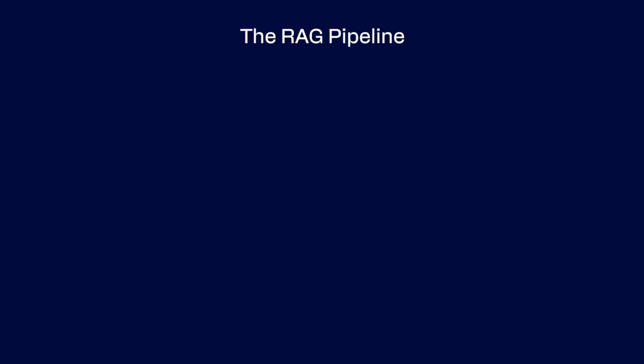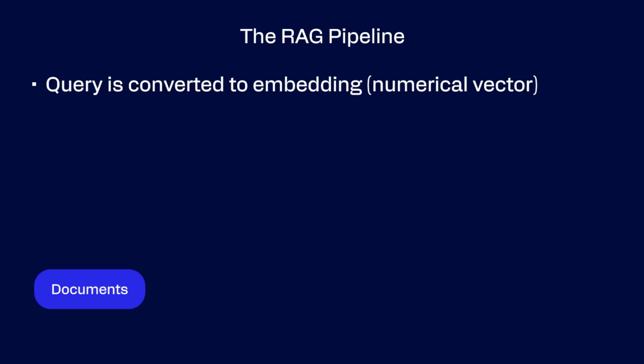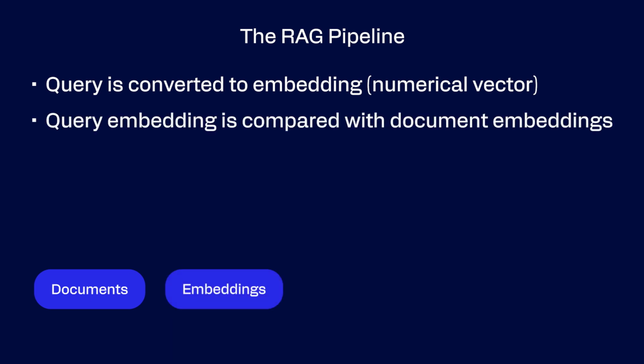Now that we have a better idea of what RAG is, let's look at the RAG pipeline. First, we convert the user's query into an embedding, a numerical vector. This lets us search our source data for information that's closest in meaning to what the user is asking. Then, compare the query embedding to an index of document embeddings. This index splits the dataset into chunks. Each chunk is converted into an embedding and then stored so that you can run fast similarity searches.